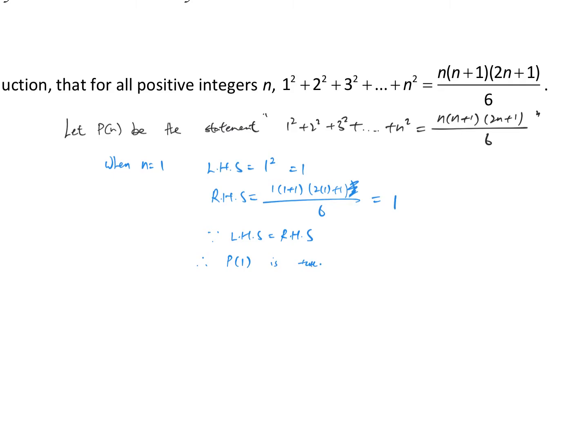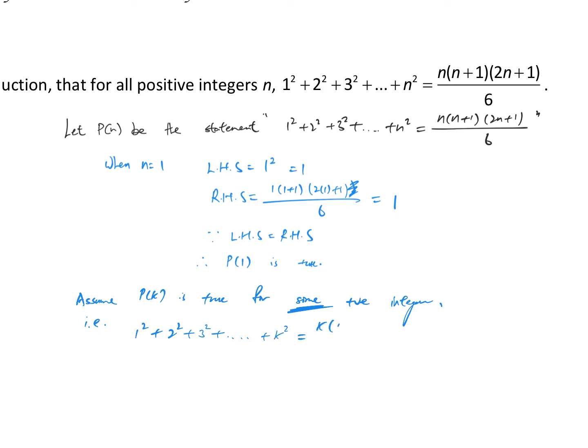This is step 2. Prove P of 1 is true. Step 3. Assume P of k is true for some positive integer. Remember, it's a sum. That is 1 squared plus 2 squared plus 3 squared up to k squared.